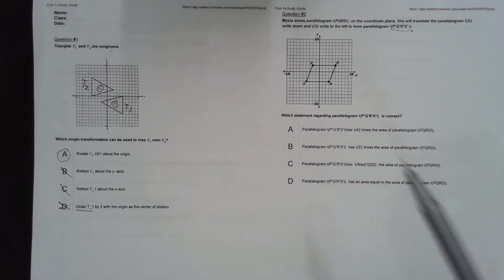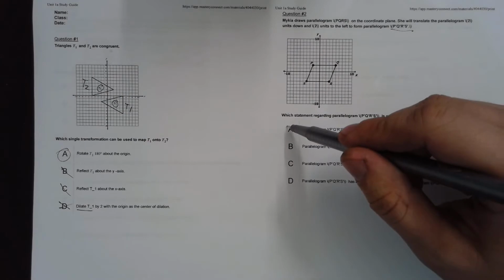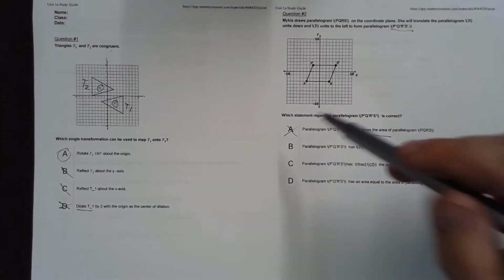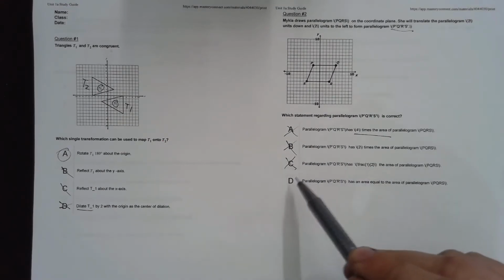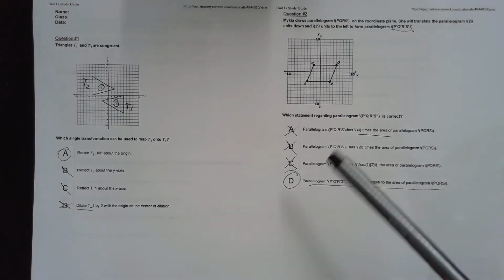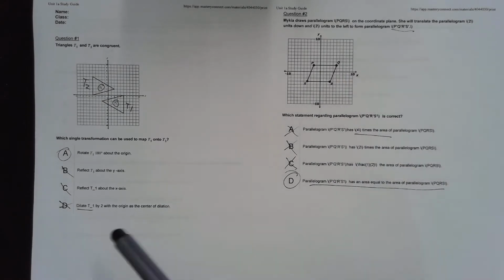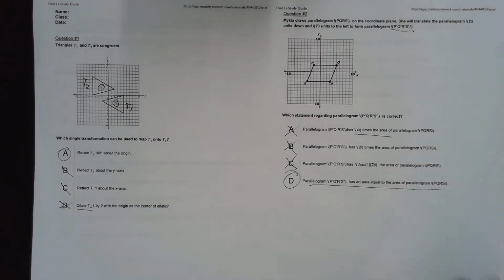So option A says that the new shape will have an area 4 times the area of the original, and that's not true. This one says it'll be 2 times the area, and that's not true. C says half the size of the area, and that's not true. The answer is that the area will be equal for both of them. Just because a translation happened does not mean the area changed. The only type of transformation that would change the area of the shape would be a dilation, because a translation, reflection, and rotation maintain the shape and size of the original, but maybe not the same position.